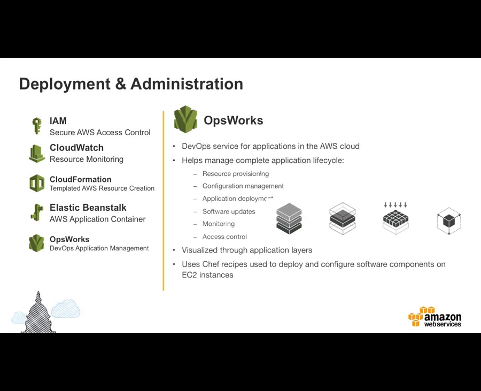Now, the other deployment service that we came out with last year is called OpsWorks. So OpsWorks is a DevOps service for applications in the cloud. What does that mean? Well, that means that you can define different layers in your application. So, for example, a load balancing layer, an application layer, a web server layer, a database layer, and you can then provision software onto those layers by Chef recipes. So you either write your own Chef recipes or download Chef recipes online that are free and open source, and you can use those to deploy software.